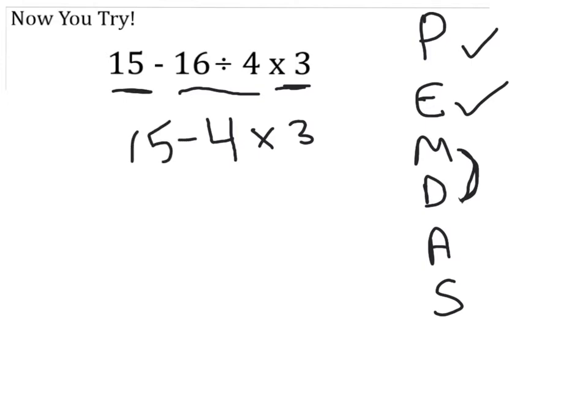Again, I'm going to look to see if there's any more multiplication or division. I have one more multiplication sign left. I see 4 times 3. I know 4 times 3 is 12. And I'm going to rewrite the rest of my problem. I still haven't used that 15 and the subtraction sign. No more multiplication and division, so I can check those off.